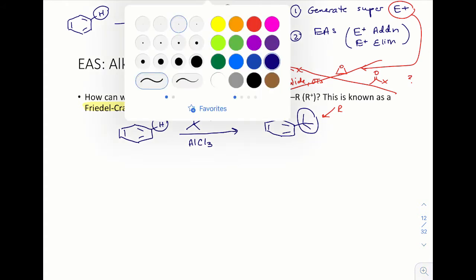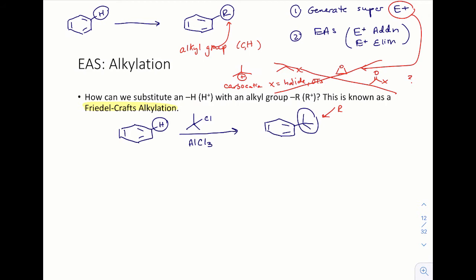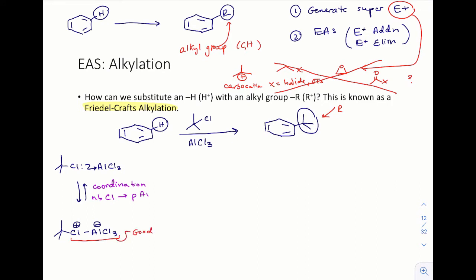Let's go through this mechanism now. So step one is generate the superelectrophile. And you might expect that this happens very similarly to what we saw for aluminum chloride reacting with molecular chlorine. There is a coordination step where that lone pair on chlorine can donate to the empty p orbital on aluminum. This generates a good leaving group. Chloride was already a good leaving group on its own, but now it's really a good leaving group. If this bond breaks, then that positive formal charge on chlorine will be relieved, and that's indeed what happens.